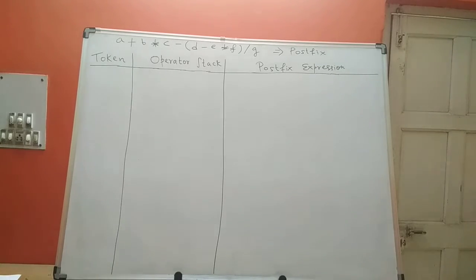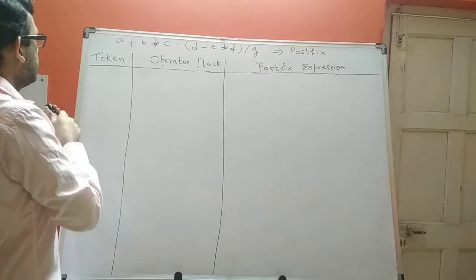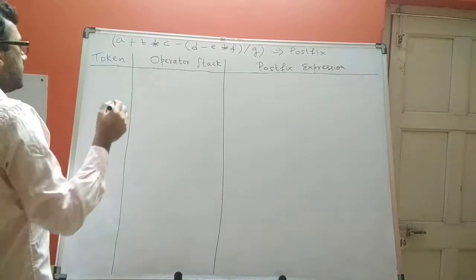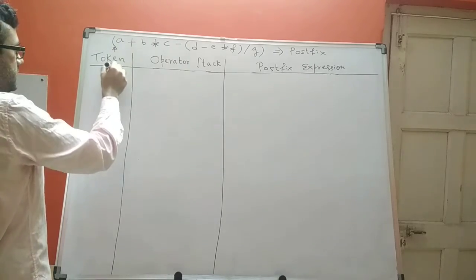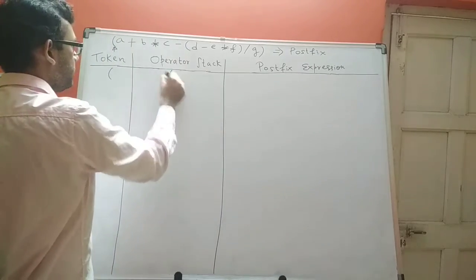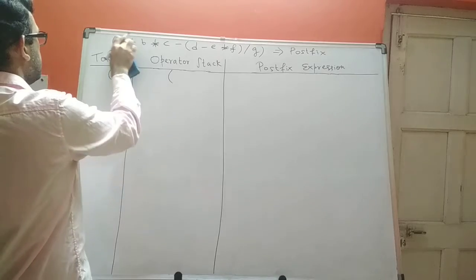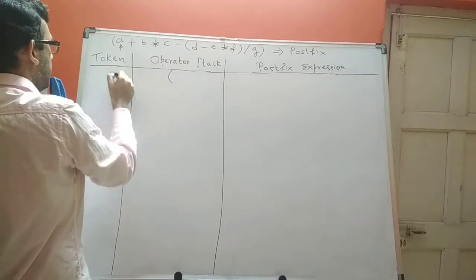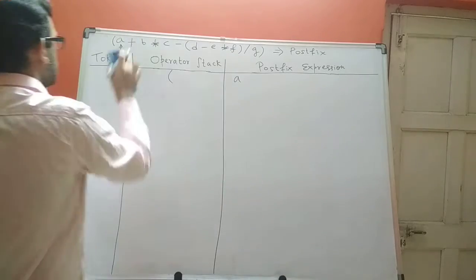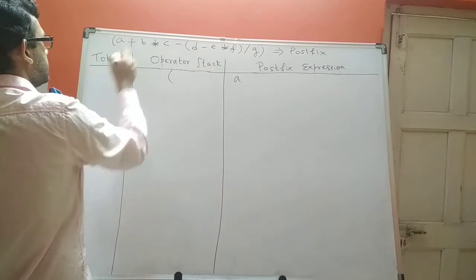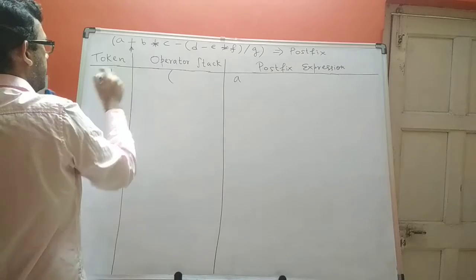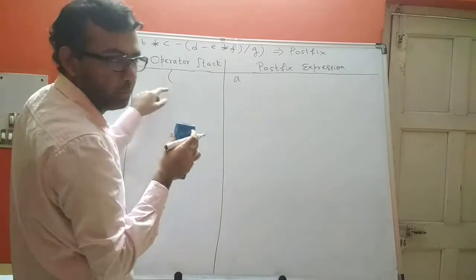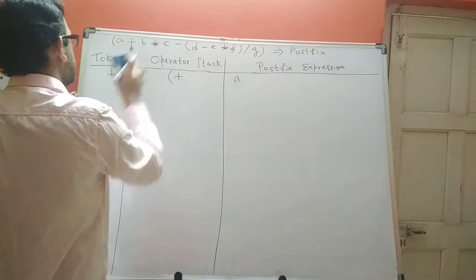Okay, let's solve this question now. The first thing that you do is add an opening parentheses and a closing parentheses. Now your first token is opening parentheses. It is an operator, so I'll push it onto the stack. My next token is A. A is an operand, so I'll add it to my output. My next token is plus. It is an operator, I'm sorry, and it has greater precedence than opening parentheses. So I'll push it onto the stack.